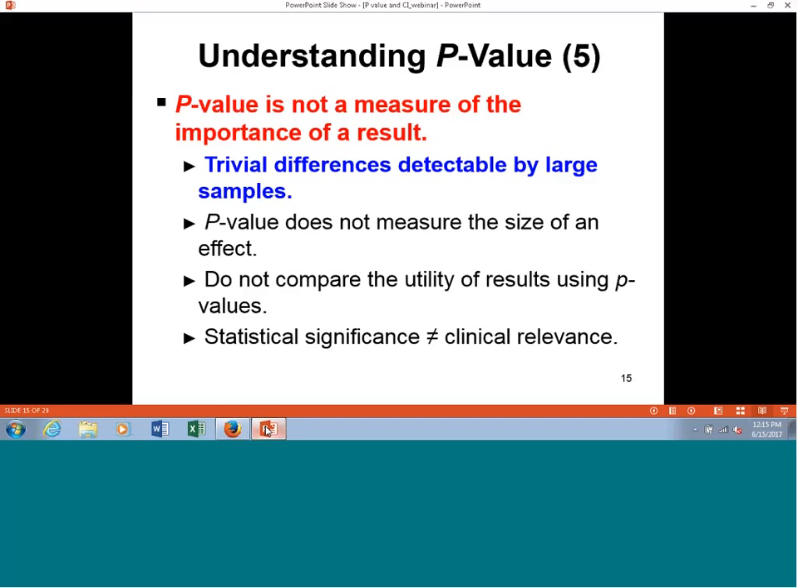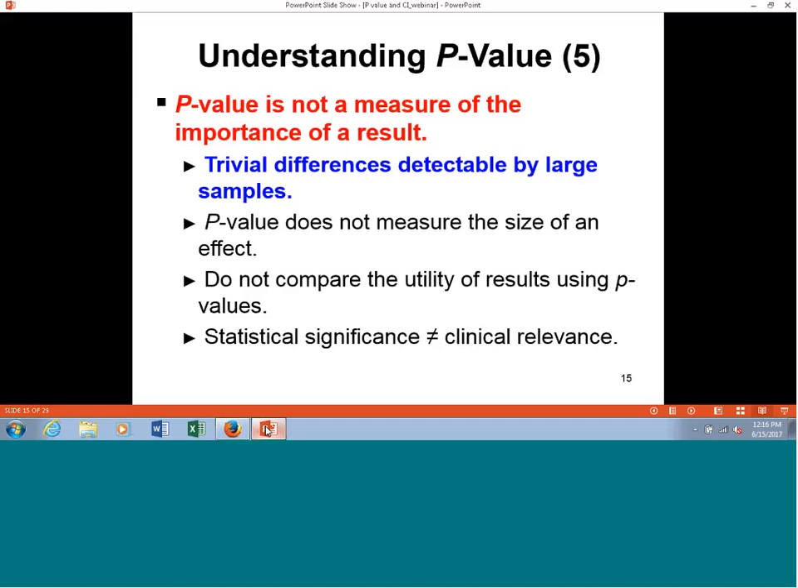P-value is not a measure of the importance of a result. Statistical significance is not equivalent to scientific significance. Any result, no matter how tiny it is, can produce a small p-value if the sample size or measurement precision is high enough. And large effects may produce large p-values if the sample size is small or there are large variabilities in the measurement.